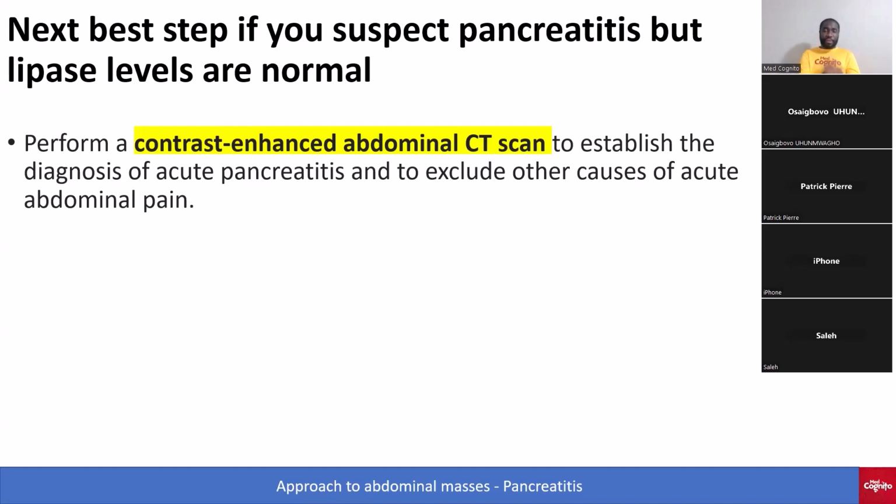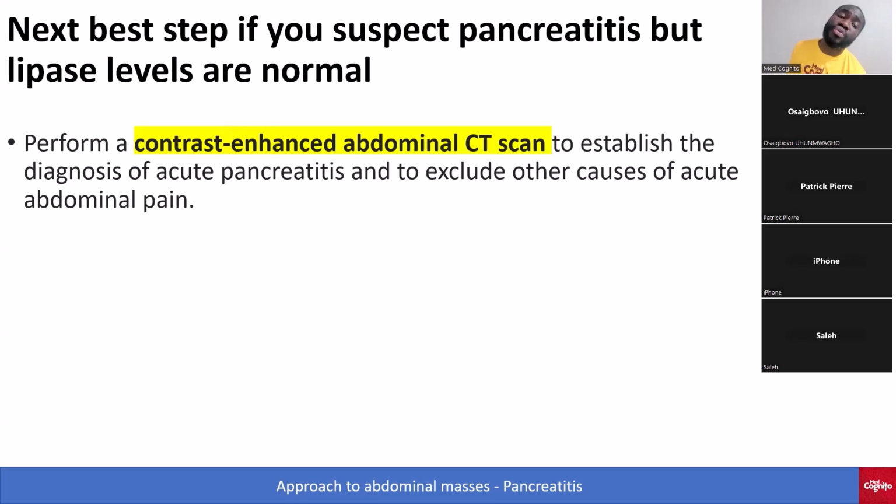Excuse me, Dr. Brunner. Yes, please. Suppose a patient is there and there is no history of gallstones, or he doesn't know that there are gallstones, and there is no history of alcohol intake. In that case, will we proceed with abdominal ultrasound, or do we have to go with the same contrast-enhanced abdominal CT scan? We'll come there.